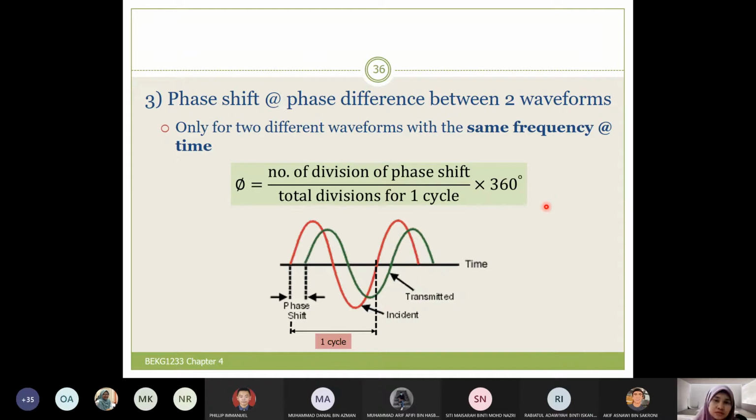Okay, the phase, division divided by division. This one is for phase shift, and this one is for divisions for one cycle. Okay, so this is phase shift. Total division can be calculated as one signal, one full cycle.